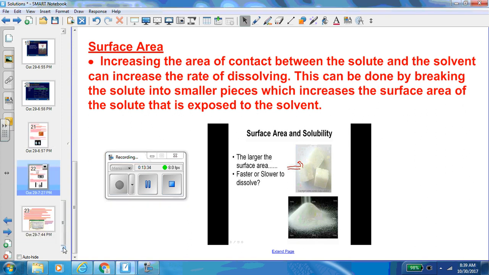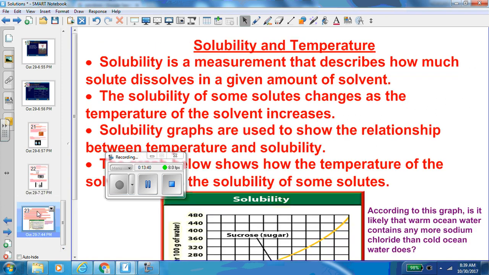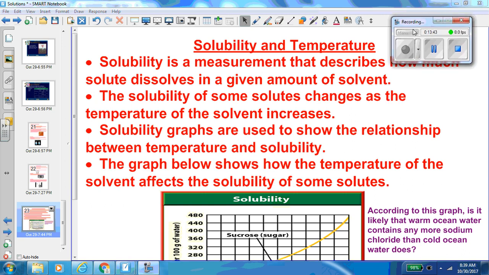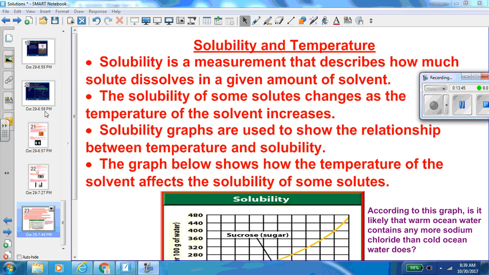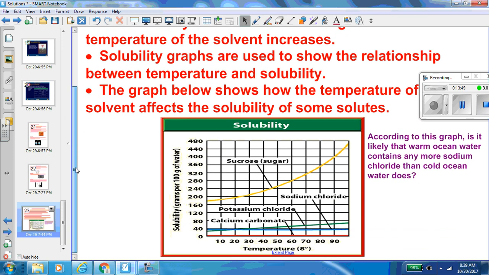All right, now our last part of our video lesson is we're going to talk about a solubility graph. Let's take a look at what that shows us. On this solubility graph, first of all, it is showing us the amount of substance that will dissolve in solution at particular temperatures.